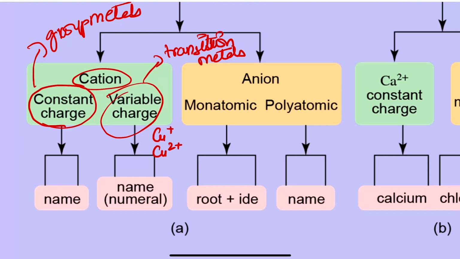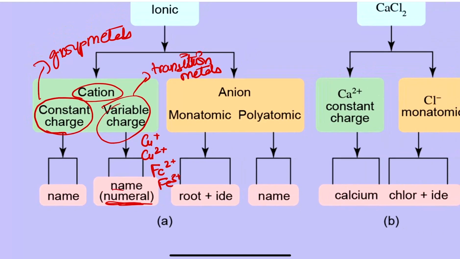Then we can also have stuff like cobalt. Cobalt can be, or actually more commonly, iron. Let's talk about iron. So Fe2+ or Fe3+. So they have variable oxidation states. So you have to specify which one you're talking about, which is why you have to specify it in Roman numerals. So the name as it is, if it's a group metal, just the name. If it's a transition metal, you also have to add the numeral.